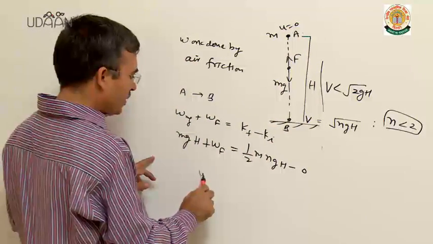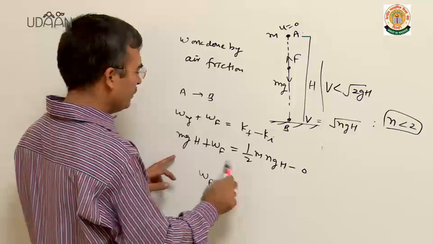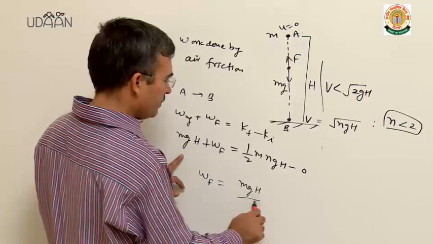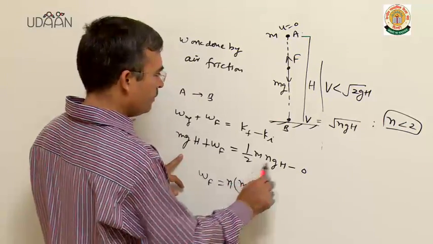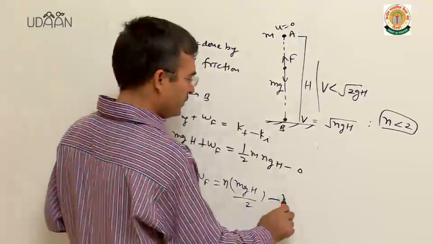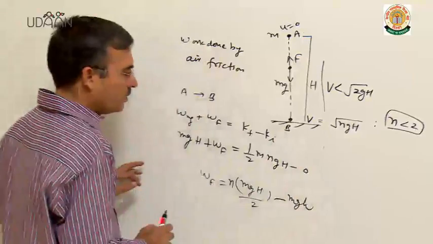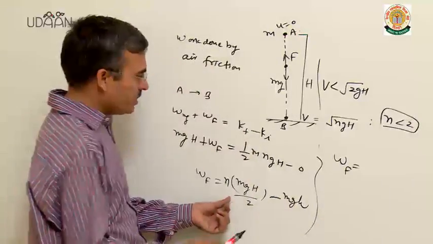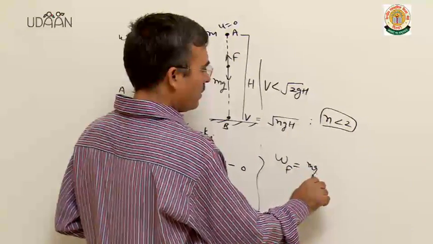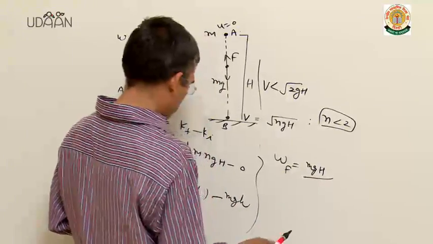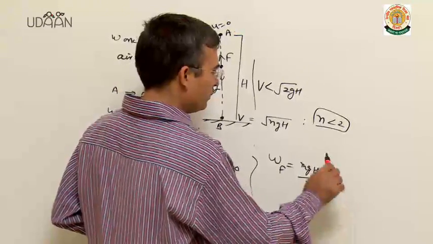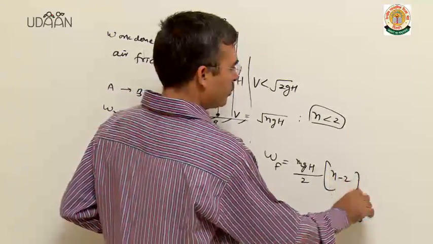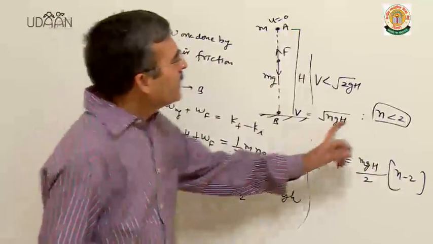So work done by friction, air friction will be mgh by 2 into n minus mgh. If you simplify it, work done by air friction will be mgh is common, divided by 2, so it is n minus 2. Clear? Now I have taken n less than 2.